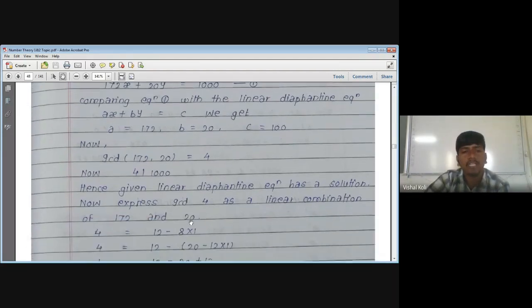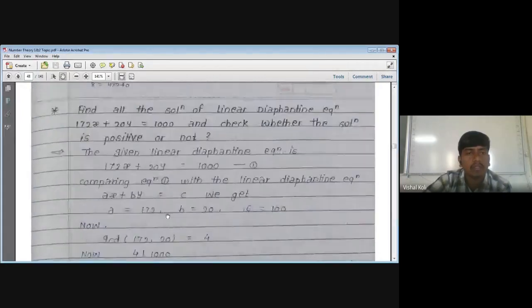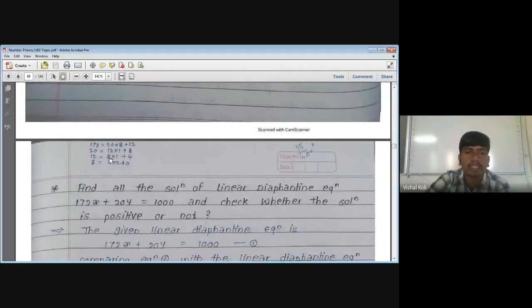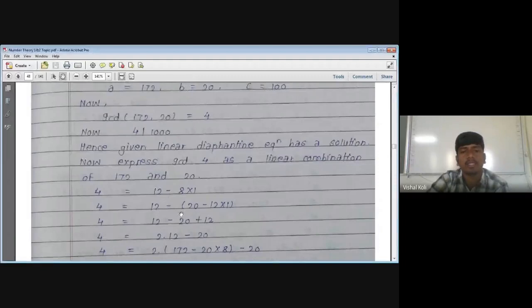Now we have to express the GCD 4 as a linear combination of a and b, that is 172 and 20. From Euclid's algorithm, 4 is 12 minus 8 into 1. We get the value of 8 from the second step, then we put the value of 8, and after that the value of 12. So let us take 4 equals 12 minus 8 into 1. 8 is 20 minus 12 into 1, so this is 12 minus (20 minus 12), which is 12 minus 20 plus 12. Therefore 12 plus 12 is 2 times 12 minus 20.